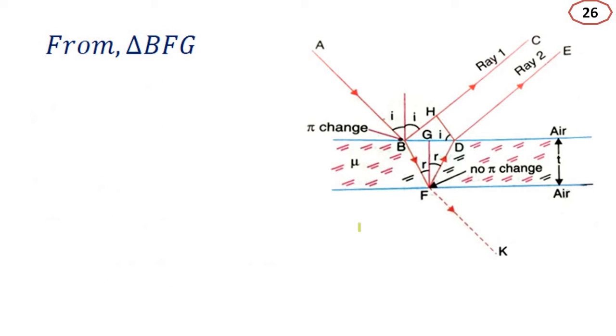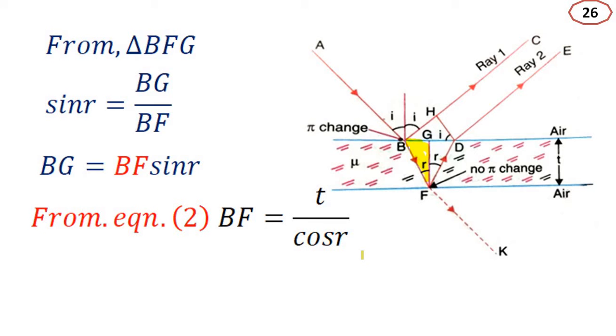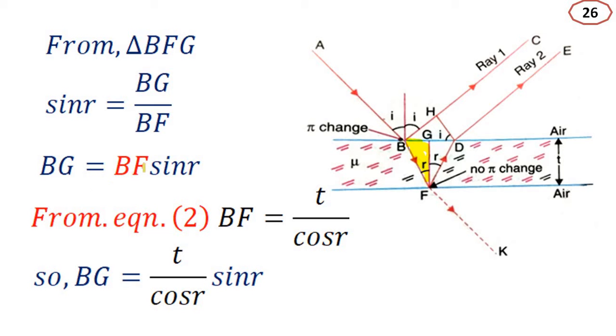Now consider the triangle BFG. Sin R equal to opposite side BG divided by hypotenuse BF, or BG equal to BF sin R. From equation 2, we have BF equal to t by cos R. Substitute here. So BG equal to t by cos R sin R.